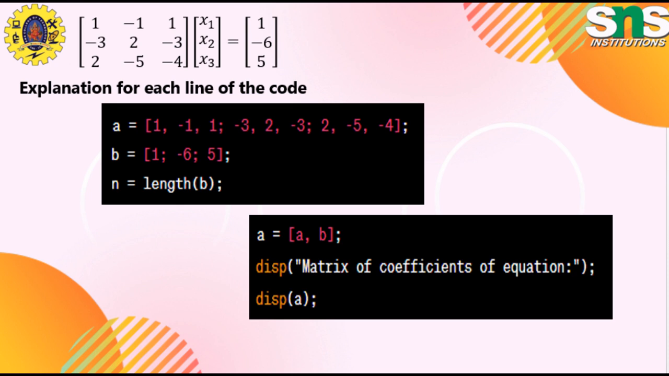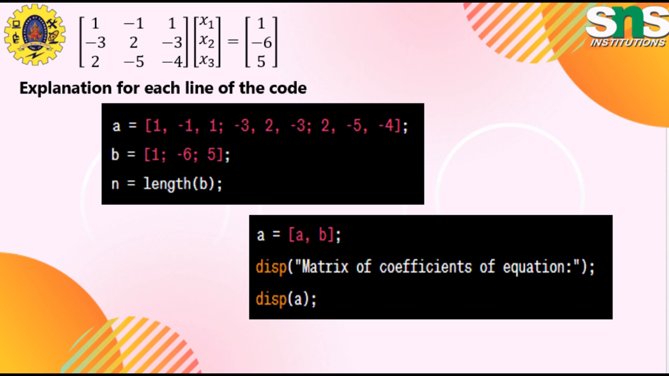Here, A is a matrix representing the coefficients of the system of linear equations. B is a column vector representing the constants in the system of linear equations. N is the number of equations or variables in the system.